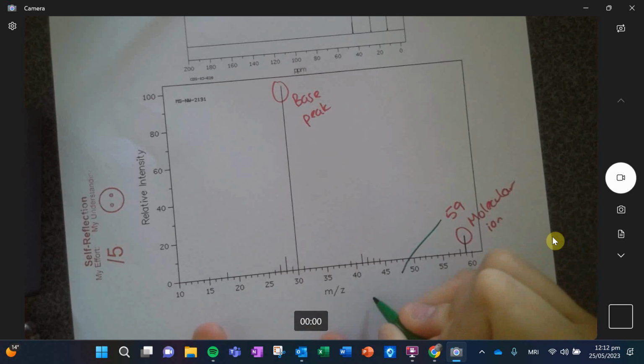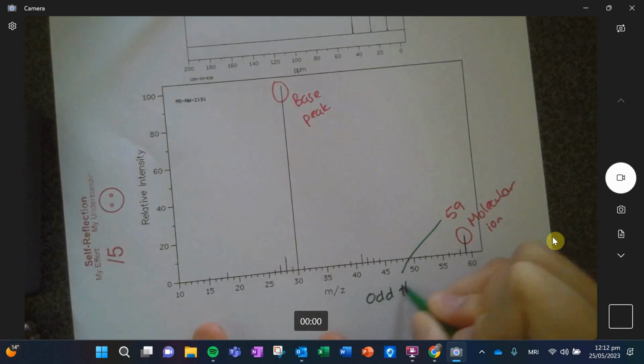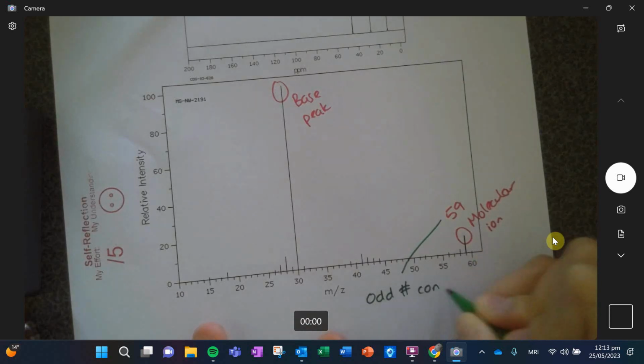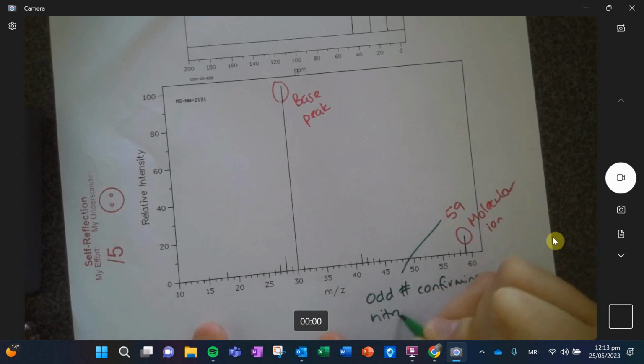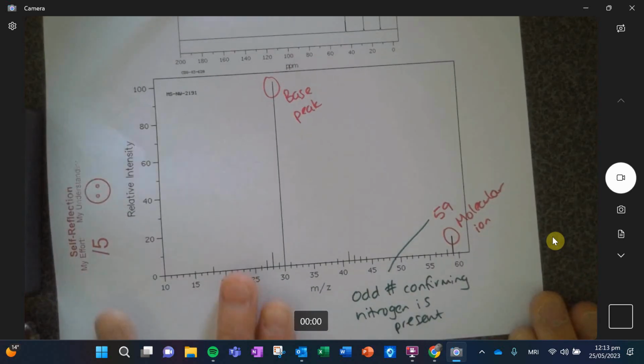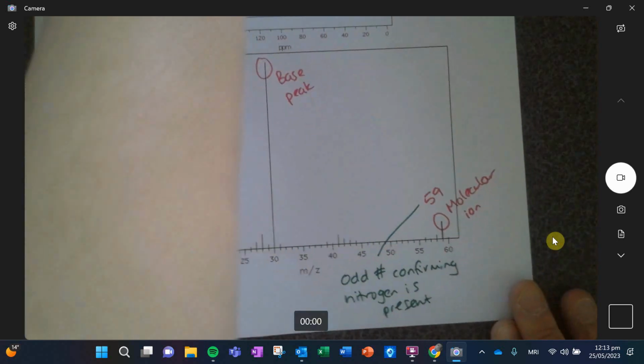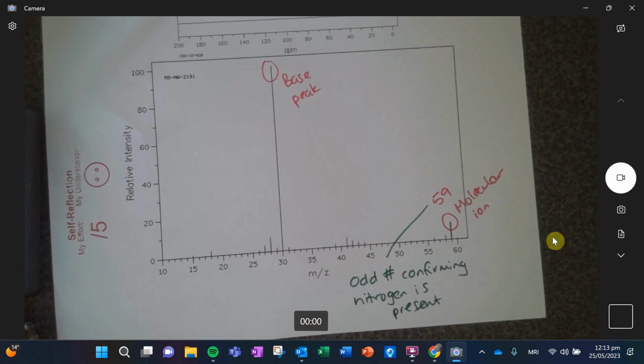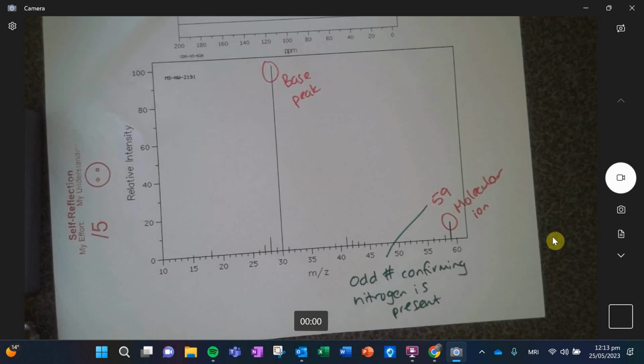So odd number confirming nitrogen. So I would suggest you write that down because it's a good way to show me excellence or get excellence points. And again, I'll talk about that more next week. All right, we okay? All right, keep going.